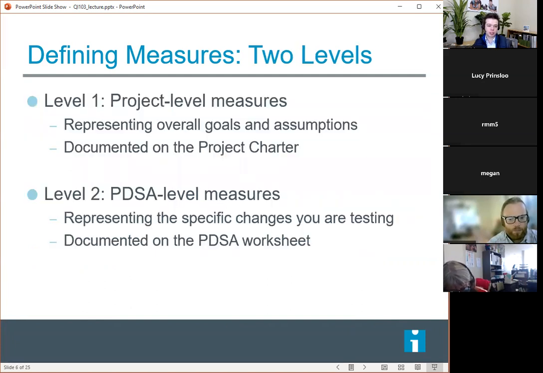And there's 2 levels of measures. There's a project level measure, which kind of informs your overall project. It's usually an outcome measure. And then there's PDSA level measures, which help you understand if what you're testing is actually happening. So they're usually process measures.